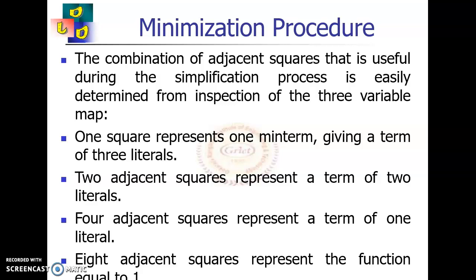If the given Boolean function is having only one minterm, directly we write the output of the Boolean function with the given minterm. If the function is having two adjacent squares, we write the Boolean function output with two literals. Means xyz plus x bar yz bar is the given function which are adjacent squares. We'll write the result with two literals, either xy or yz. If we have four adjacent squares, we represent with only one literal, like only one x or y or z. Whenever there are 8 adjacent squares, we represent the function directly equal to 1.